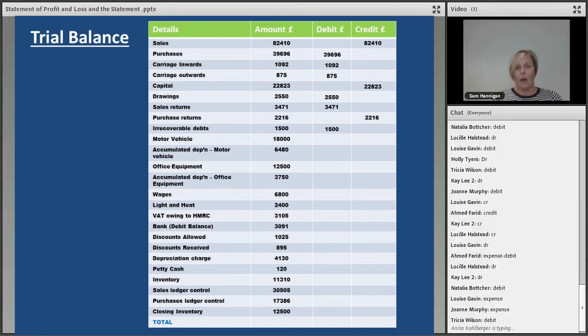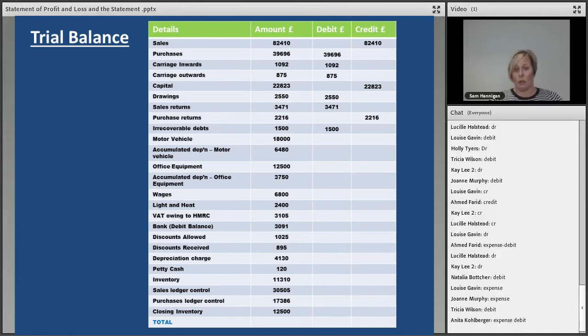Fantastic. Okay, then your motor vehicle. The company owns the motor vehicle. It's going to last longer than a year. So what are we going to class it as?